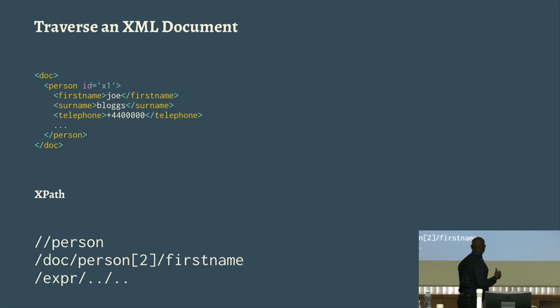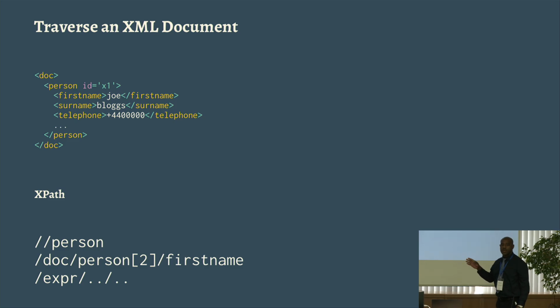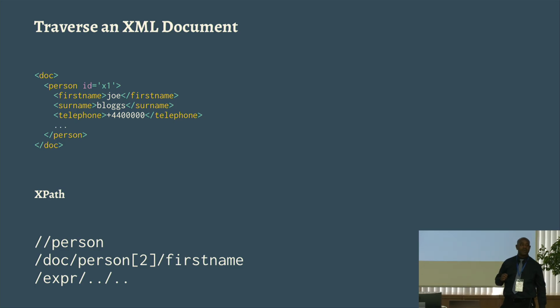In XPath, it's powerful, simple, concise, succinct. /person can get you all the persons in a document. You can do more clever things, filter and navigate back up the tree quite easily.